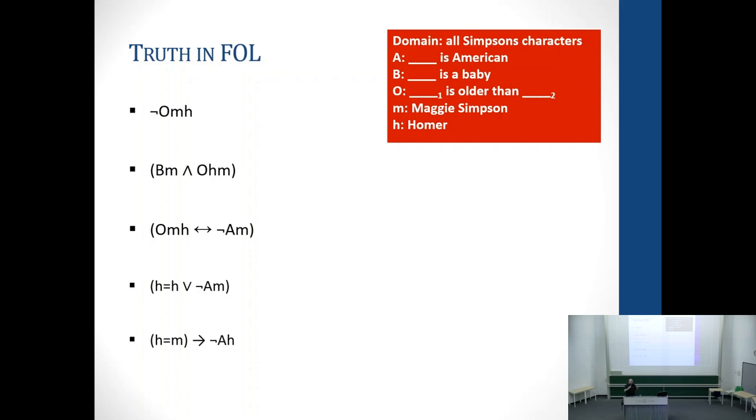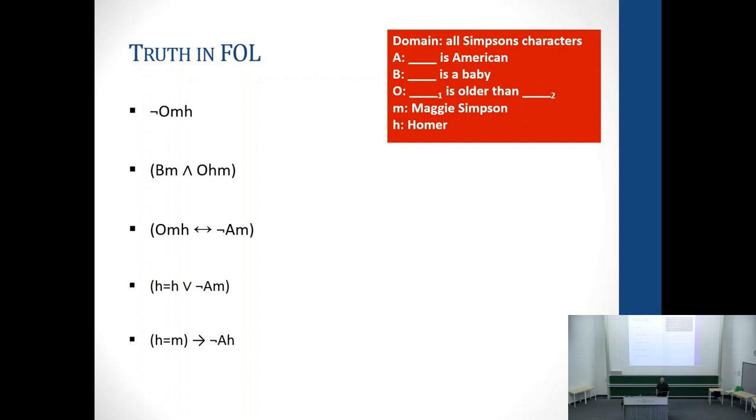And again, it's worth seeing why it works out this way. What we do to evaluate OMH is we see, is the ordered pair M, comma H in the extension of the O relation? And Maggie's not older than Homer. She's the baby. That's the trick. So our first sentence is going to be true because the sentence it's negating is false.